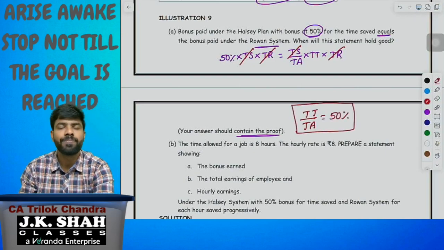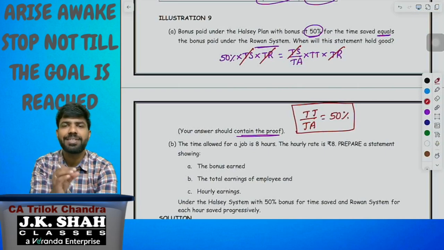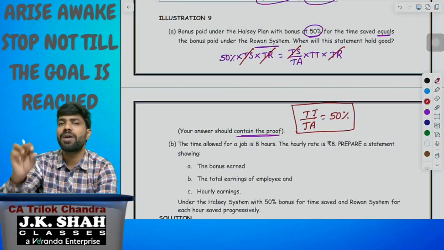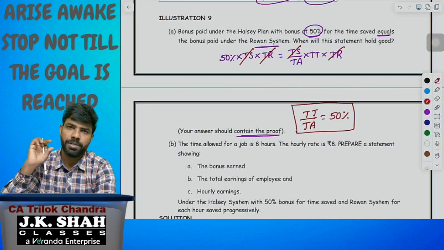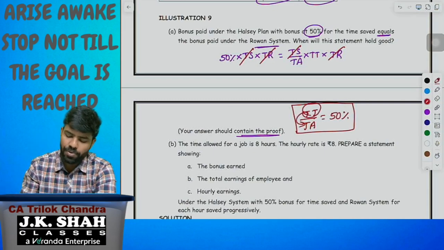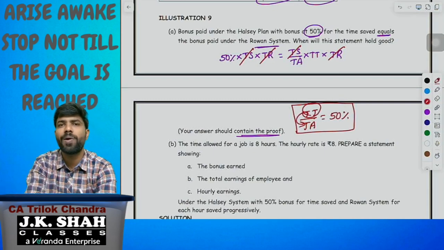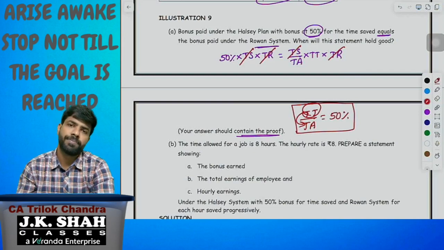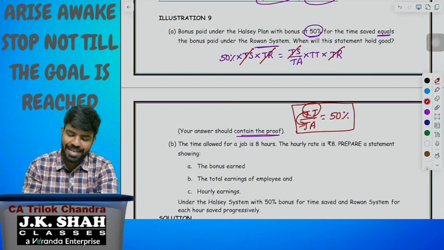What is the meaning of this? If the time taken is exactly 50% of time allowed, then the bonus under Rowan and Halsey will be equal. All of you clear? This is the answer for the first one.